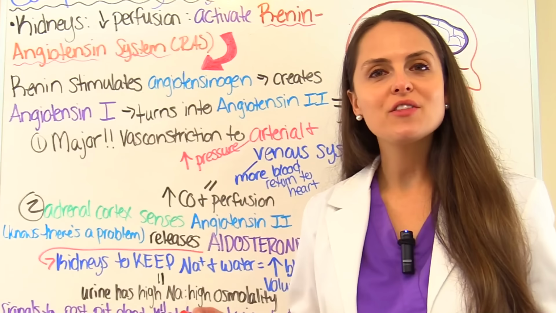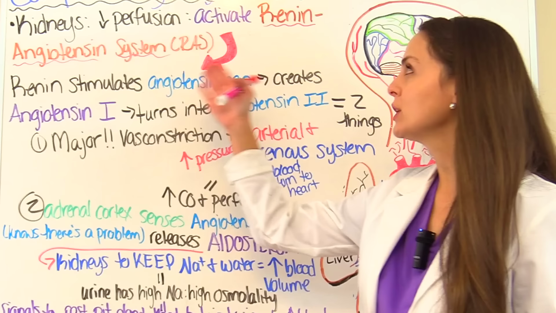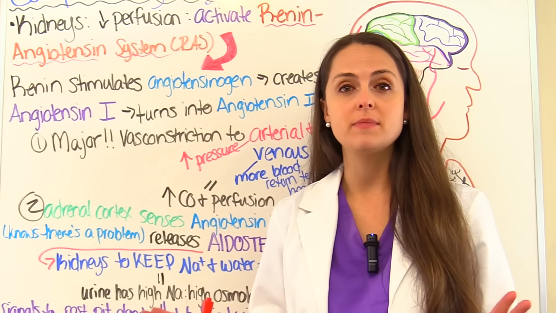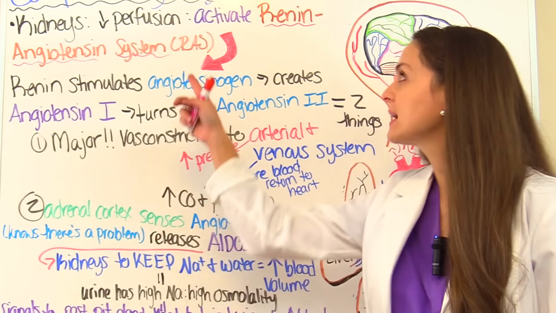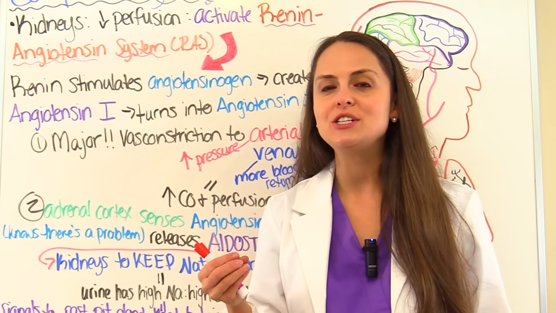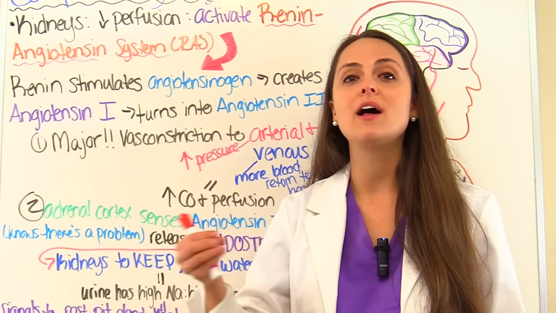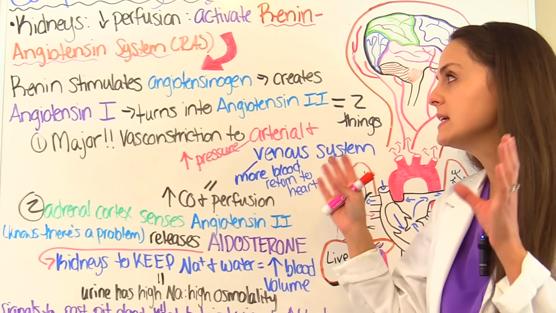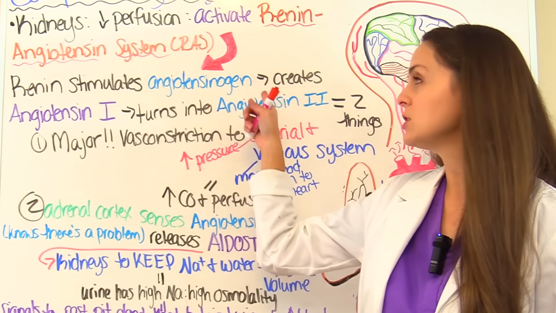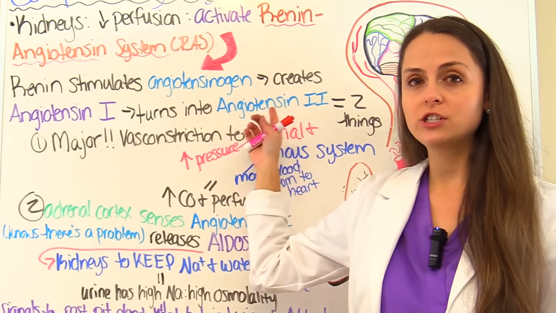Now let's talk about how the kidneys play a role in this compensation. Okay, whenever they receive decreased perfusion, they're like, oh no, we've got to do something to stop this. And what they're going to do is activate the renin-angiotensin system. What this neat little system is going to do is cause some vasoconstriction and help increase blood volume. So what it does is renin is released. And whenever renin is released, it stimulates angiotensinogen. And this creates angiotensin 1, which turns into angiotensin 2.